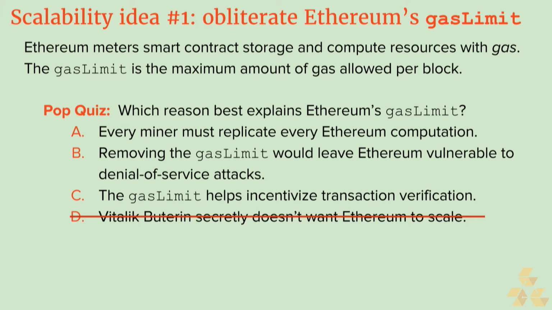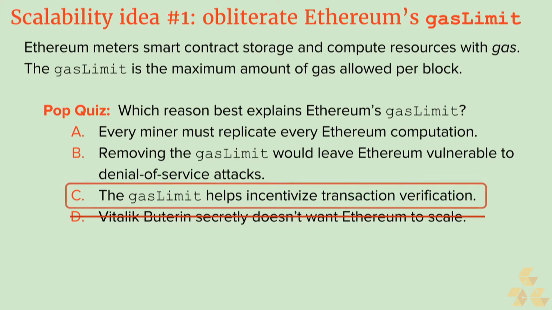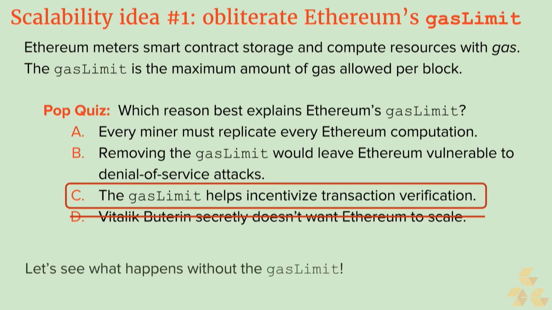Of the remaining options, it turns out all of these things are true, but one of them is more true than the others, and I'm going to try to argue that that's option C. This is perhaps the least intuitive reason, but let's see what happens. What is life like without the gas limit? Okay, in order to do this, let's take one step back. How does the blockchain work?